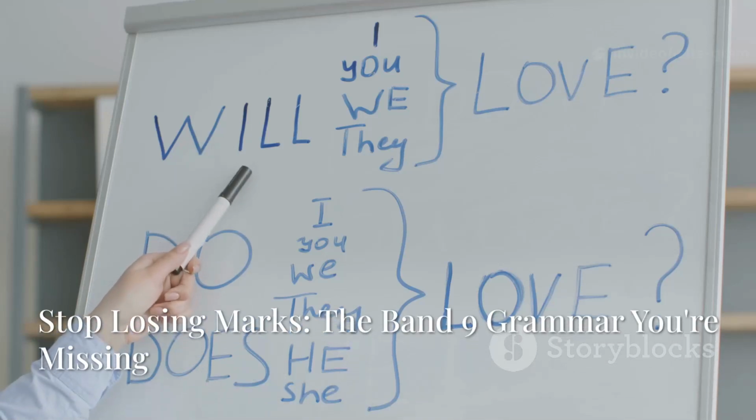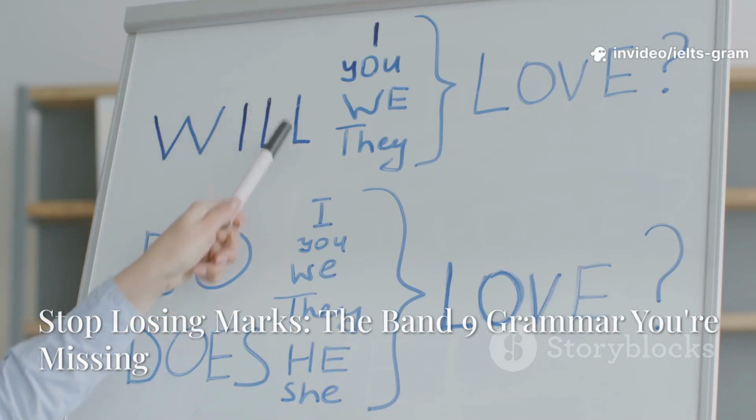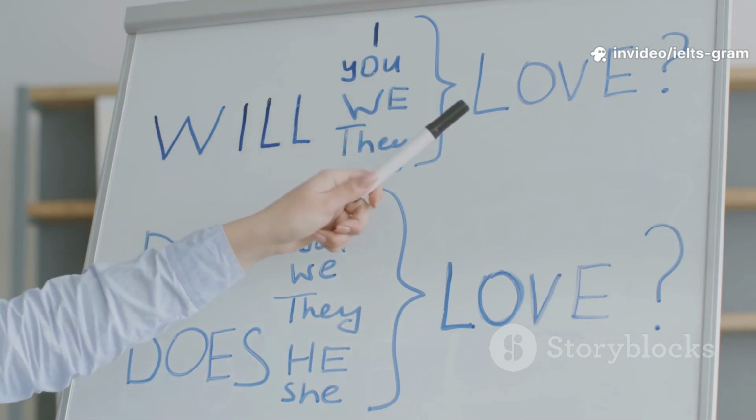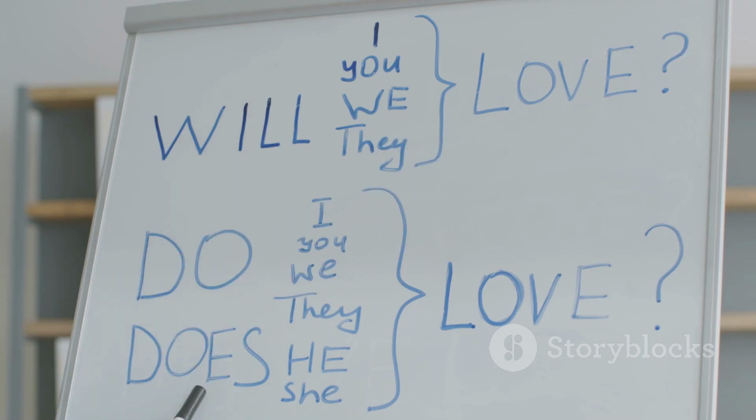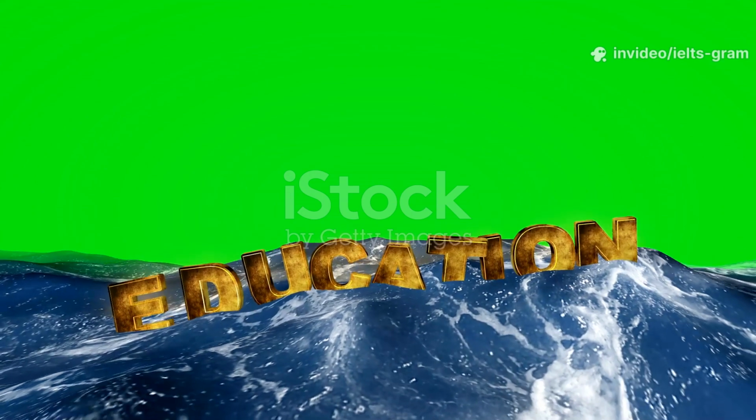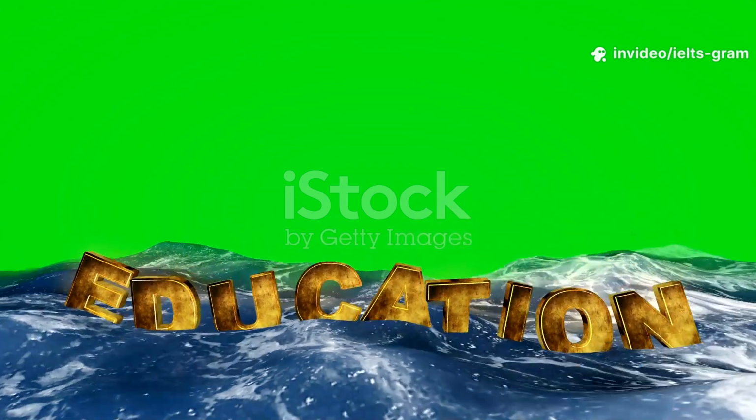Are you stuck at a band 6 or 7 wondering what it takes to break through to a band 8 or 9 in IELTS? The answer is often hiding in plain sight. Your grammar. It's not about knowing every obscure rule. It's about using the grammar for the task with precision and control.